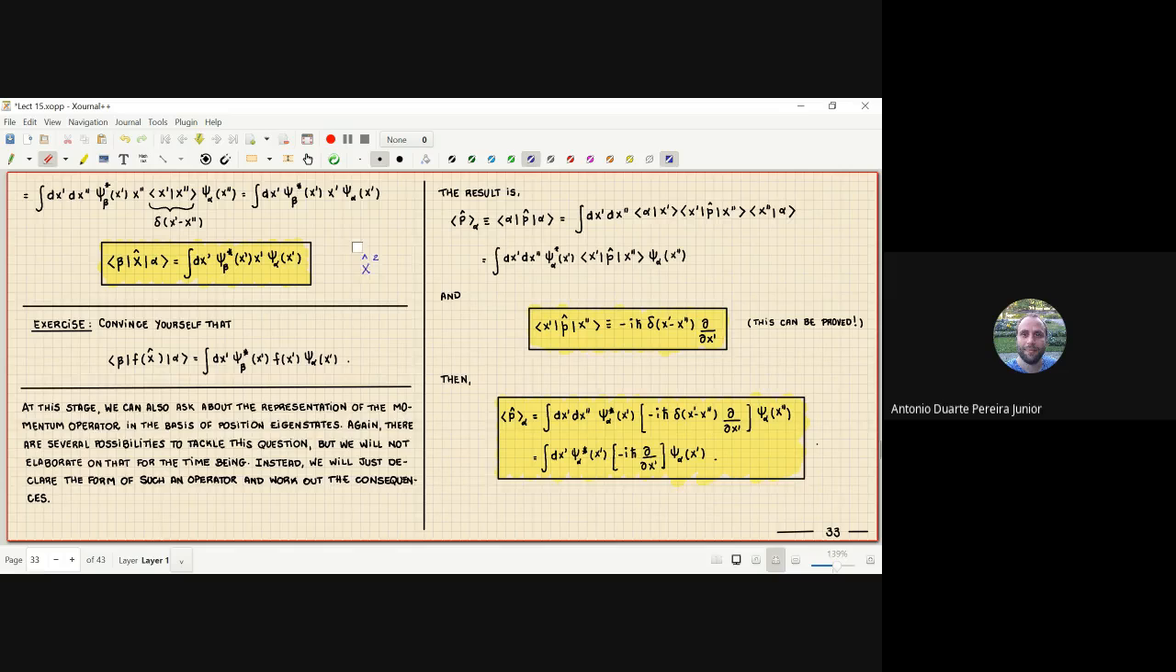Now, I'm using the position space basis a lot here. I'm introducing the identity in the position space, which is the integral over dx and then the outer product |x><x|. But you could also ask, what is the representation of the momentum operator in the basis of position eigenstates?